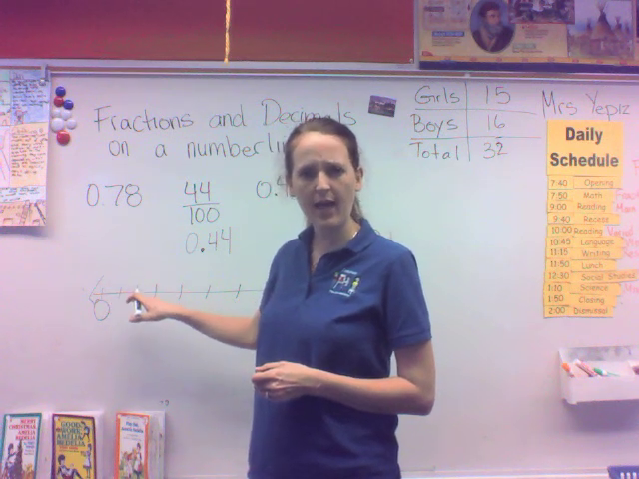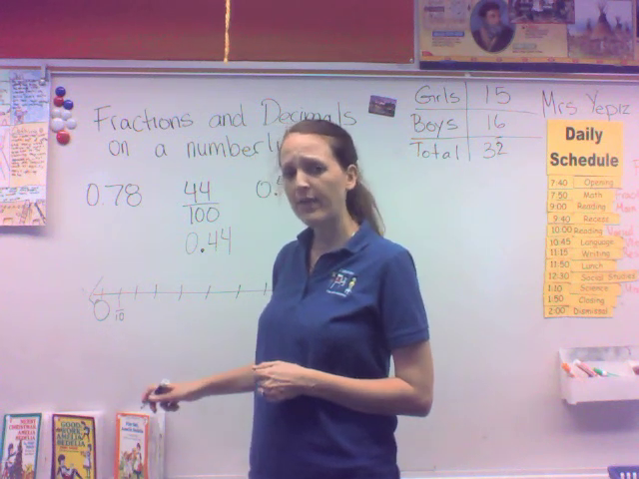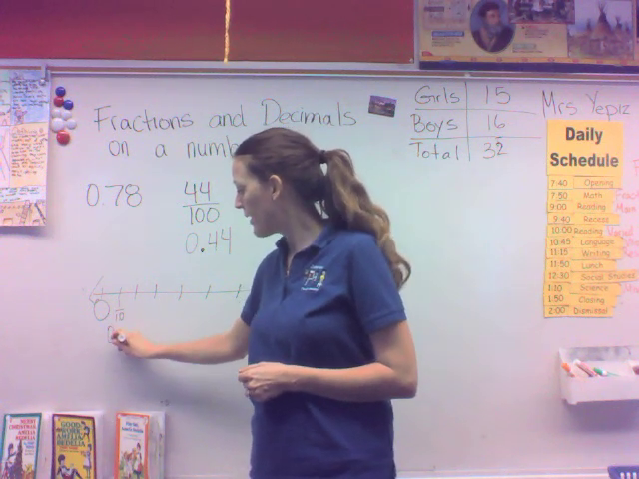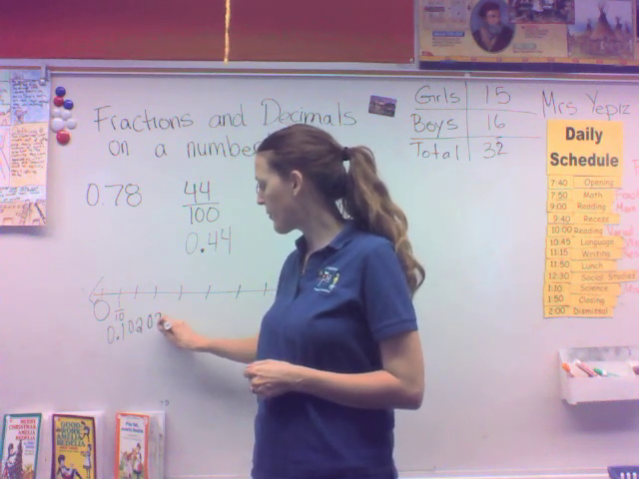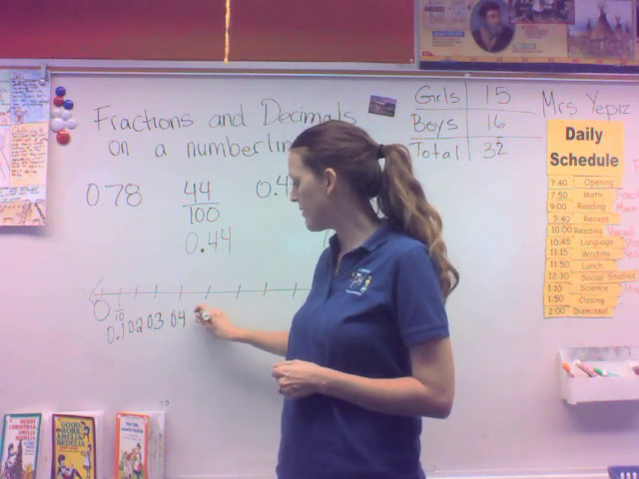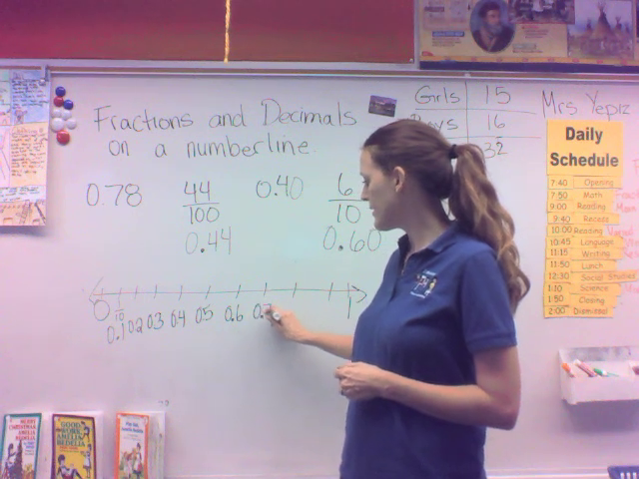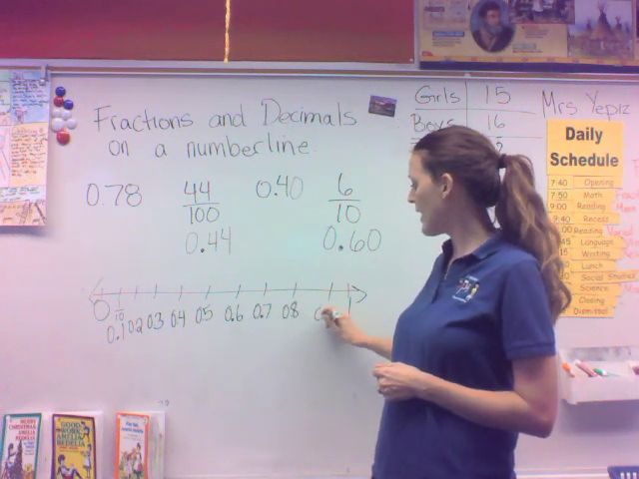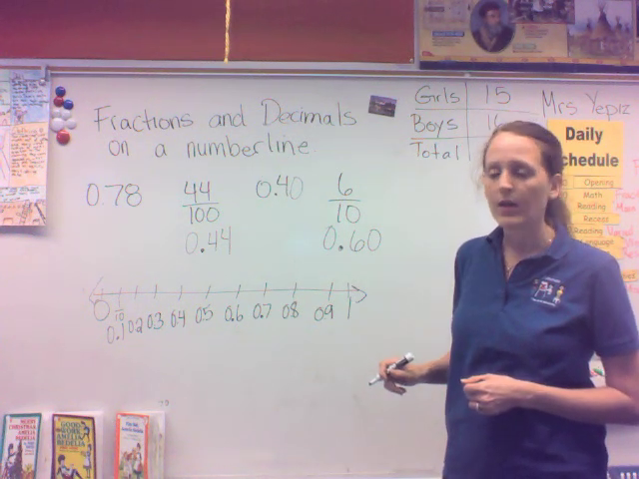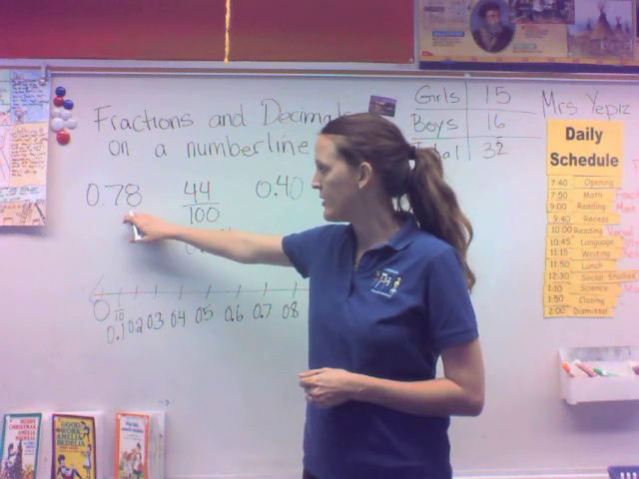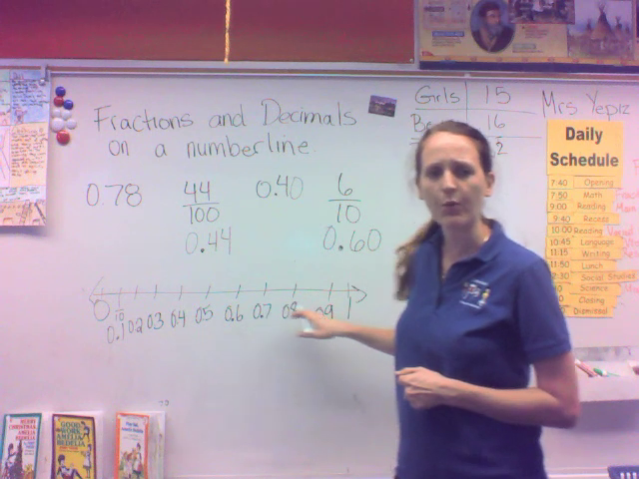It's 1 out of 10. So that would be 1 out of 10. How do I write that as a decimal? 1/10. And then that should help you see 2 tenths, 3 tenths, 4 tenths, 5 tenths, 6 tenths, 7 tenths, 8 tenths, 9 tenths, and 10 tenths, which would be whole. Now, I had 2 digits, 2 digits, 2 digits, 2 digits. I don't have 78 anywhere on my number line.